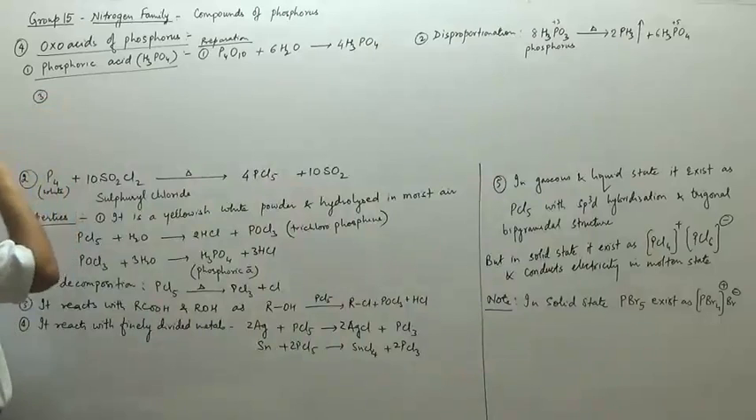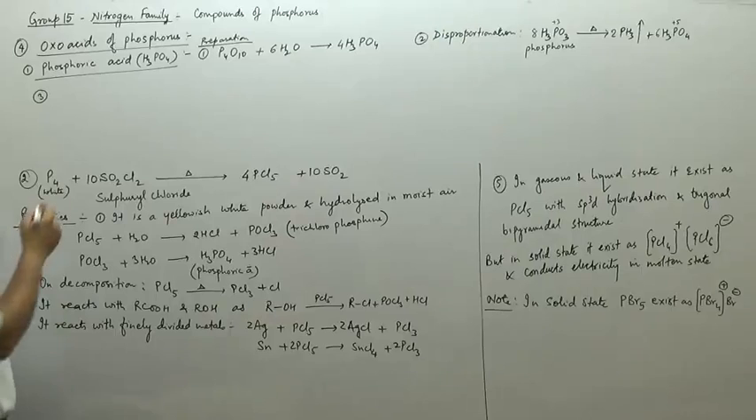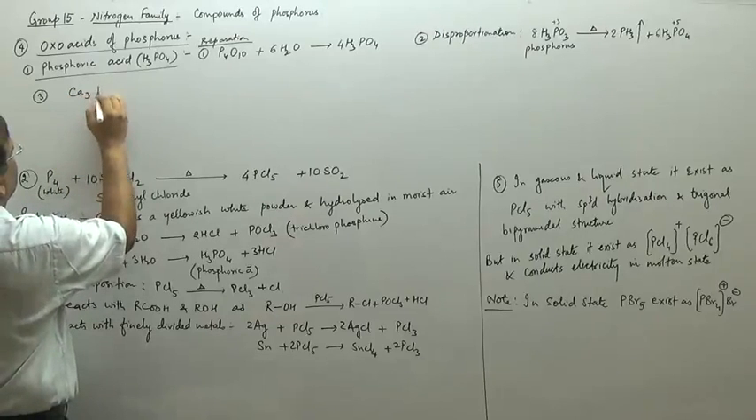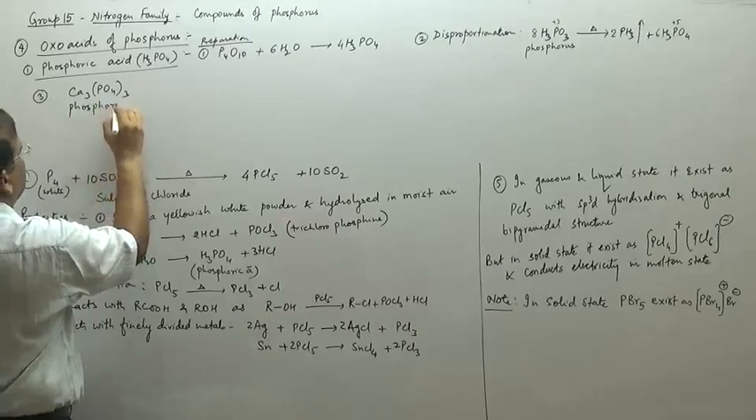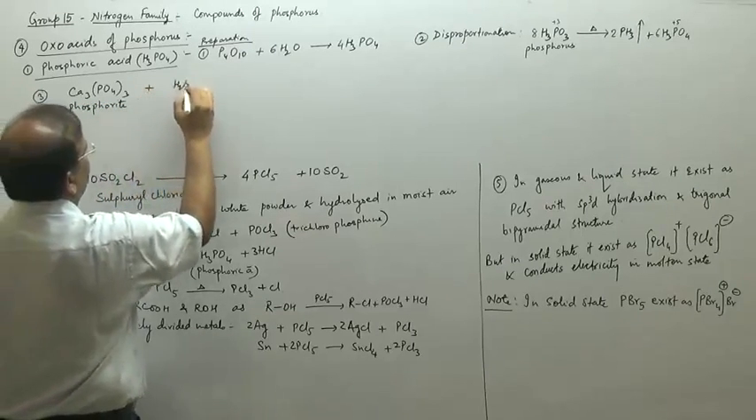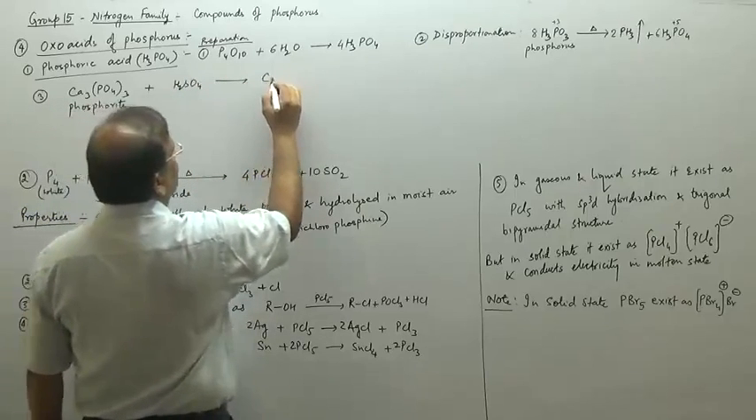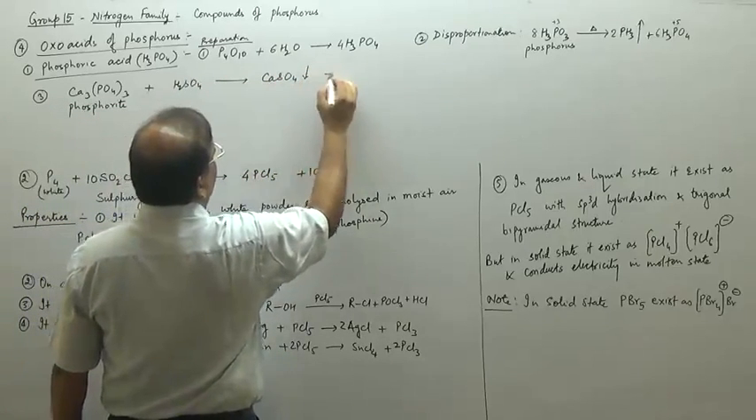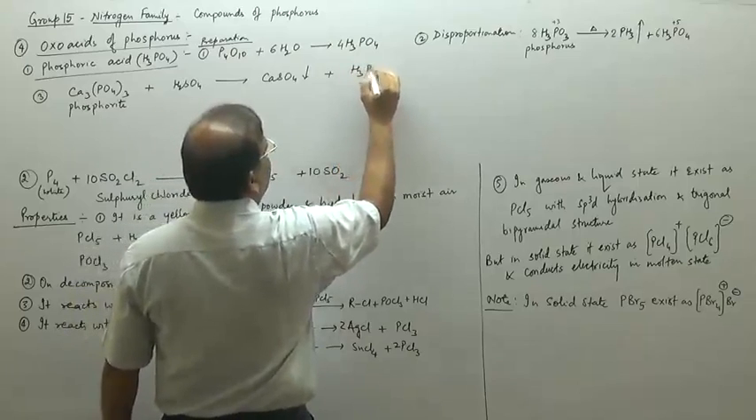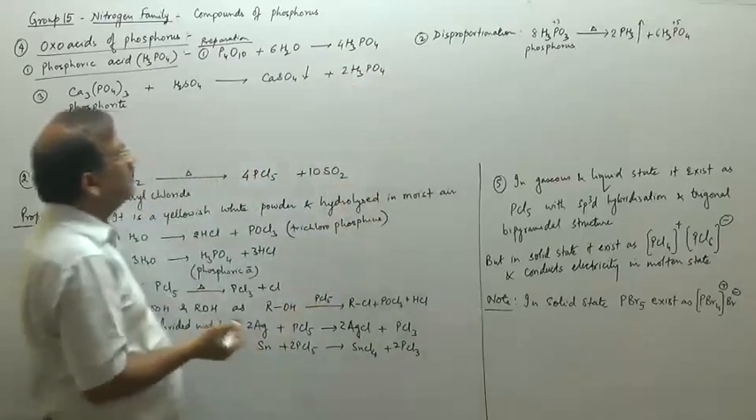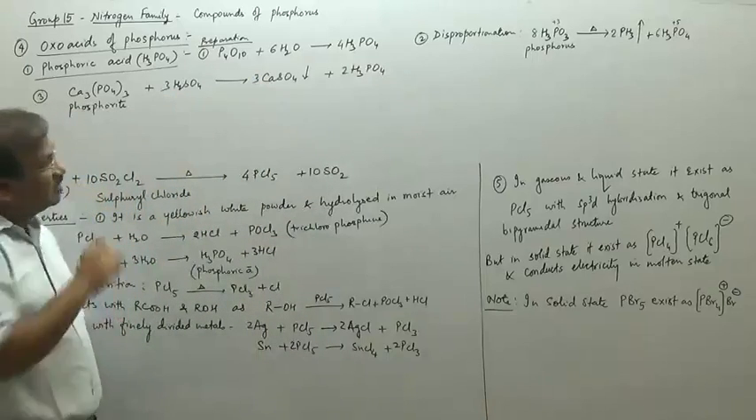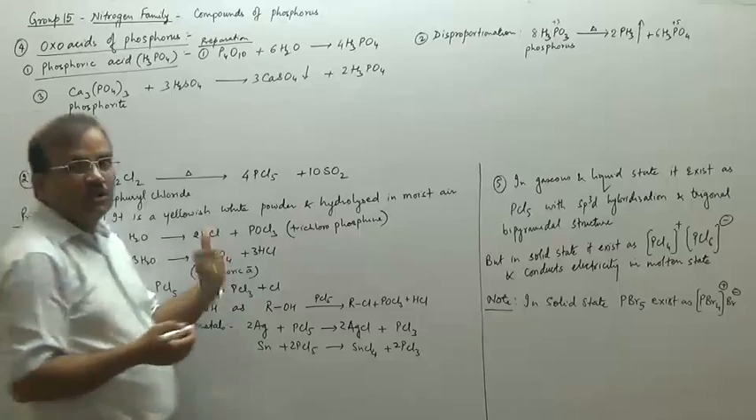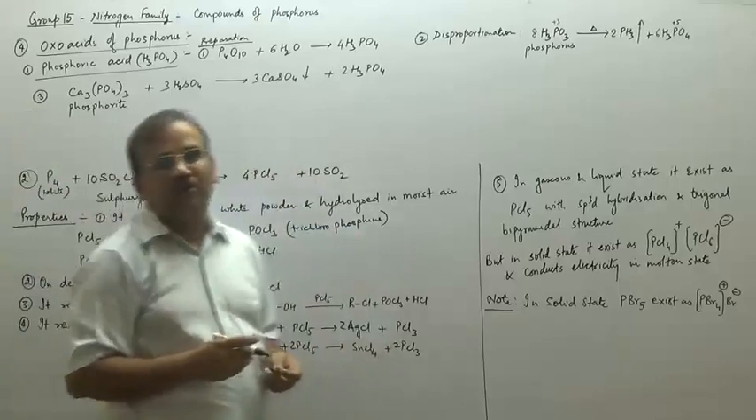Next, directly from the phosphorite minerals, that is calcium phosphate. When the phosphorite mineral reacts with H2SO4, we get calcium sulfate, CaSO4, which is the precipitate formed, and H3PO4 is formed in the reaction. So that is how we get the reaction. These are the methods for the preparation of phosphoric acid.